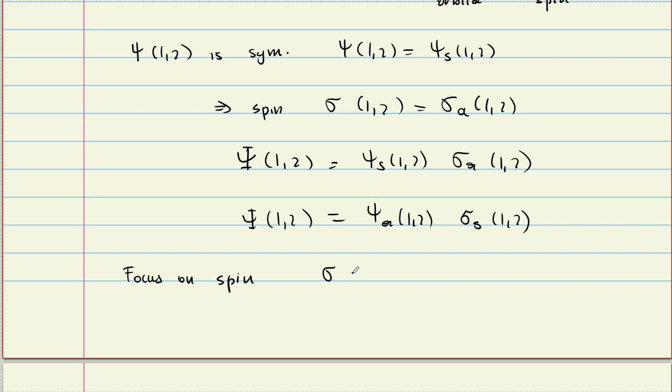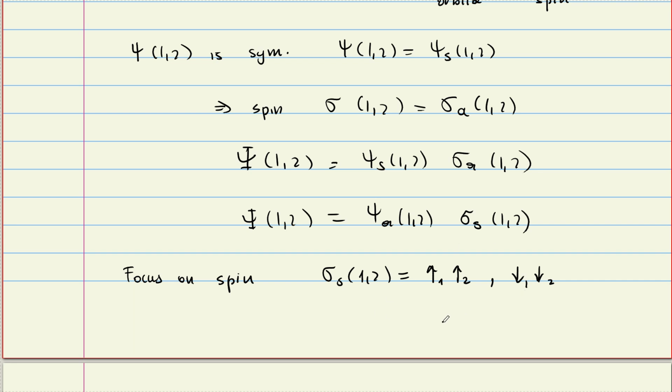For example, let me write a couple of symmetric spin wave functions. For example, for electrons 1 and 2, it can be this: the first electron is up, the second electron is also up. If I exchange, 1 is up, 2 is up, so it's still symmetric. Or they can both be down.